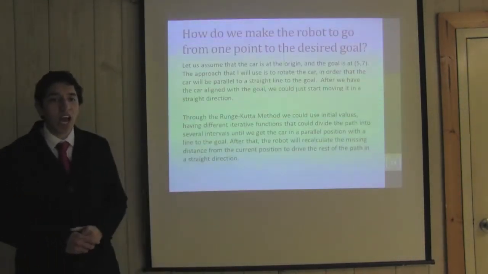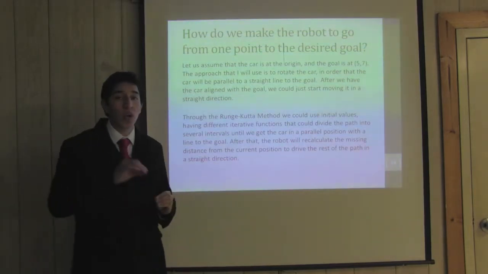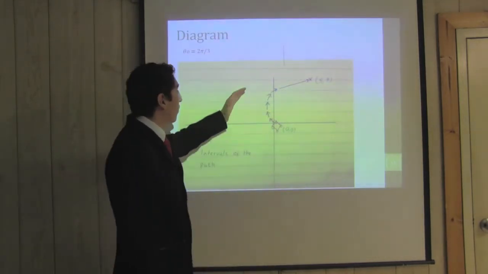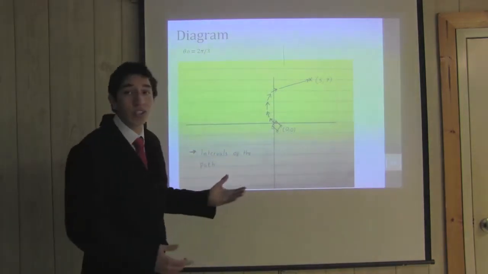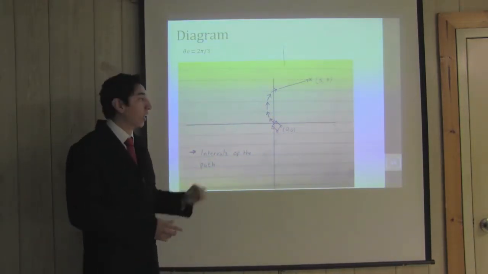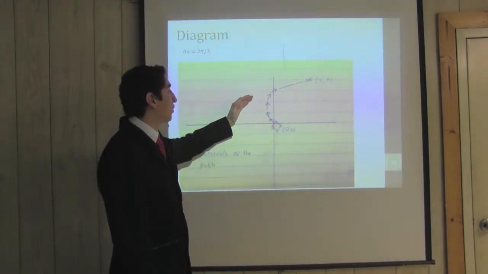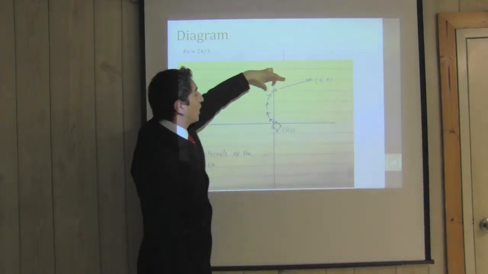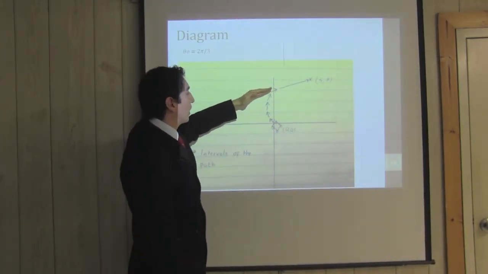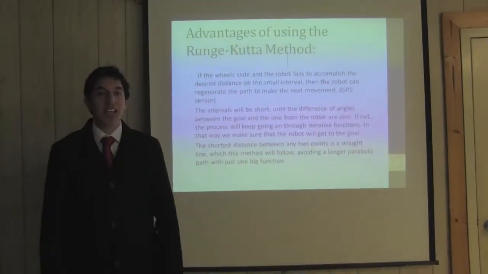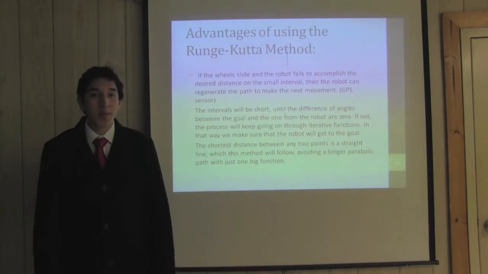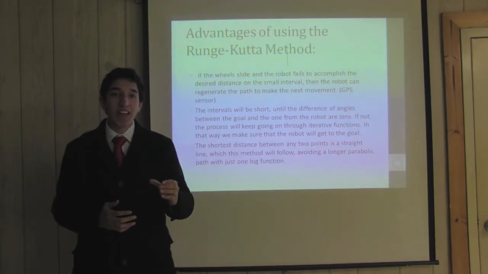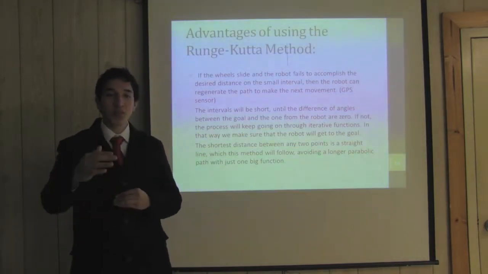So now the question is, how do I make the robot go from one point to another? If the goal is placed at phi 7, I will rotate the car to the right to align it with the goal. By using the Runge-Kutta method, we will move in short intervals, knowing the position and the angle that it makes with the goal. When the difference of angle is equal to 0, we will recalculate the missing distance, and we will move the robot in a straight direction until we get to the goal. This Runge-Kutta method is very useful because if the wheels slide and the robot fails to accomplish the desired distance on the small interval, then the robot can regenerate the path to make the next movement.